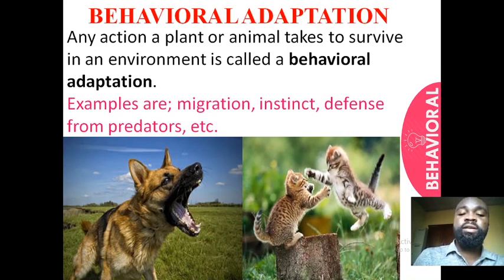For instance, migration, instinct, defense from predators. You see, migration is a behavior. There are some organisms or animals. What does it mean to migrate? Migration is a movement from one place to another. Also, human beings do that too. Take for instance, maybe you are in a sunny environment and you feel that this weather is too harsh for you. You cannot cope in this kind of weather. You migrate to a state or to an environment that is fair enough for you. So that is an example of behavioral adaptation. Migration, movement to another point.